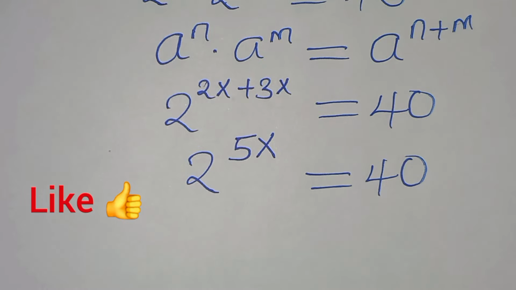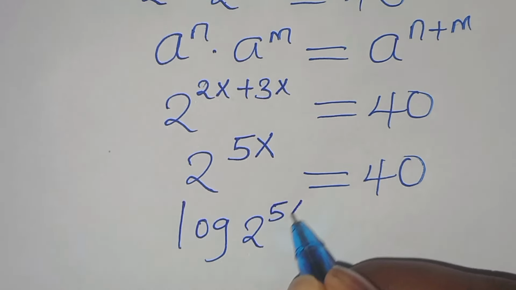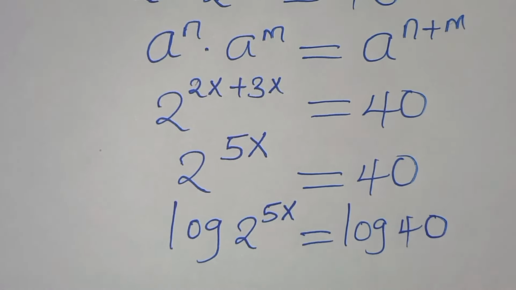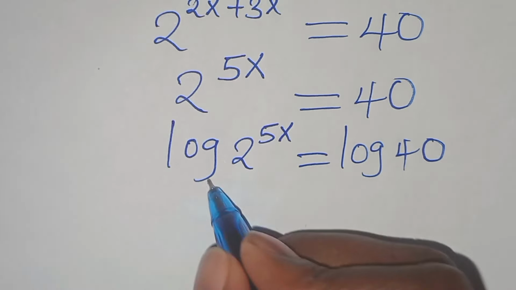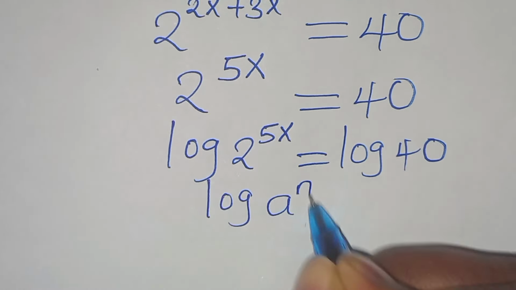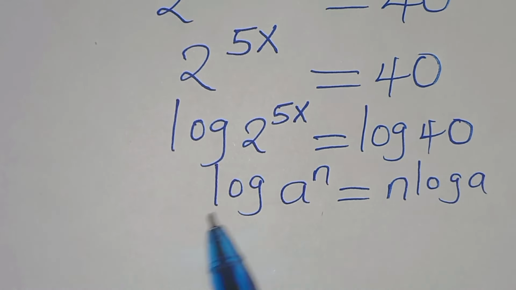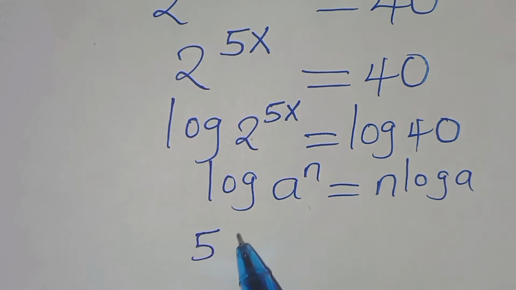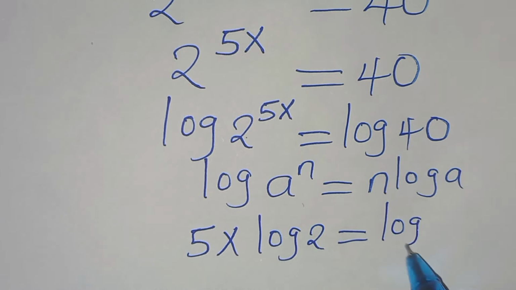To solve for x here, we introduce logarithm on both sides so that we have log 2 to the power of 5x. This is equal to log 40. The next step is that log 2 to the power of 5x, this is in the form of log a to the power of n, which can be expressed as n log a. Applying this power rule property, then log 2 to the power of 5x becomes 5x log 2. This is equal to log 40.